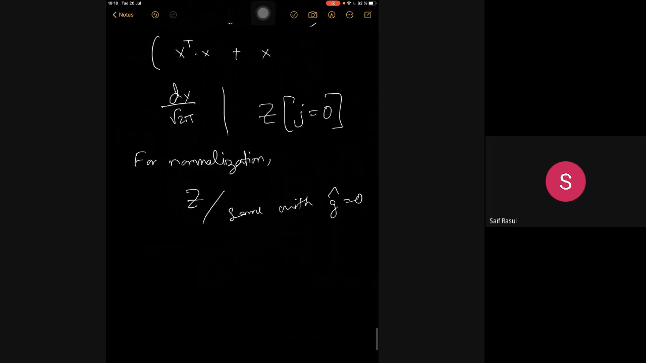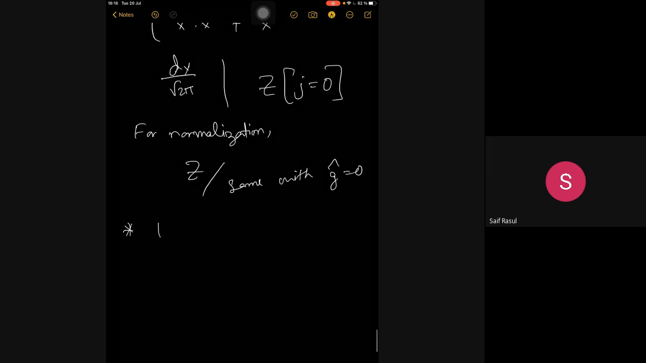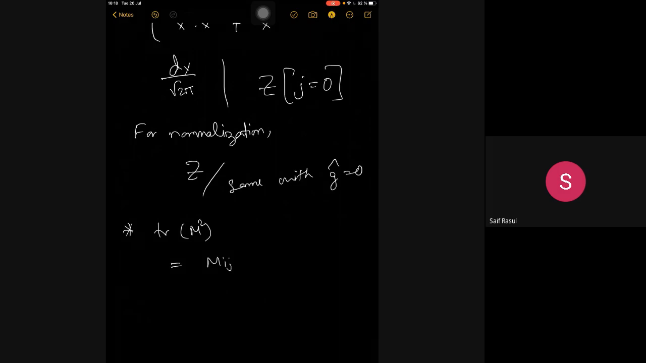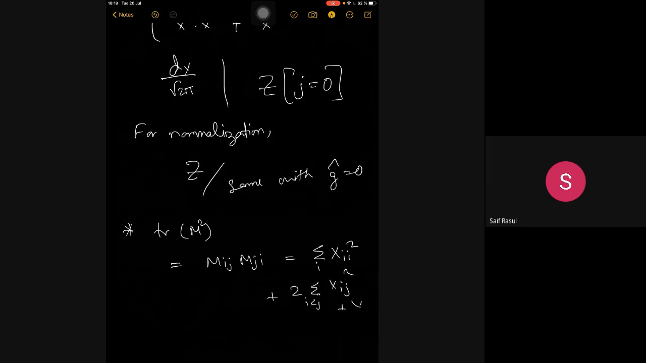Now let me explain a bit how the trace of m squared term looks. Trace of m squared is basically this. You can write it like this. This is the trace. So if you write in terms of the components of a matrix, you get two of them, because they're symmetric. So yeah, symmetric and antisymmetric parts. So you get 2 of them.